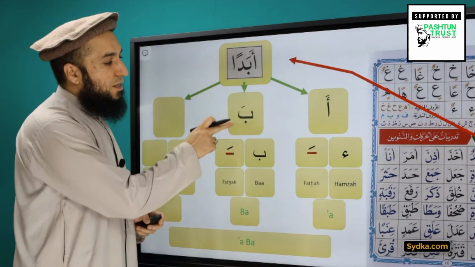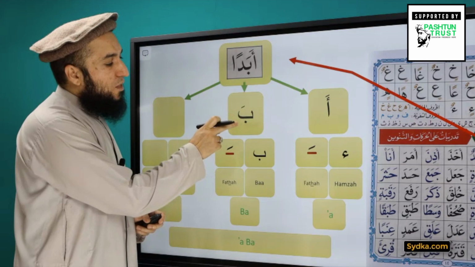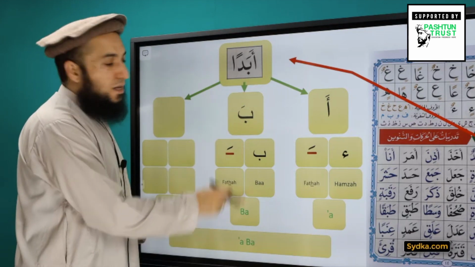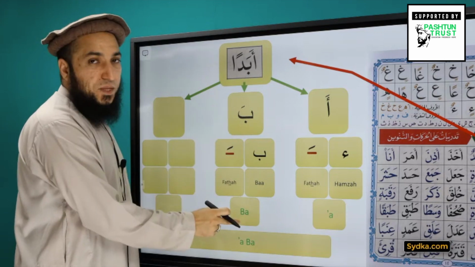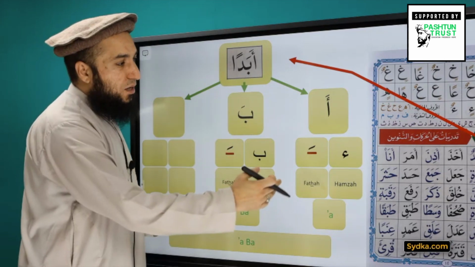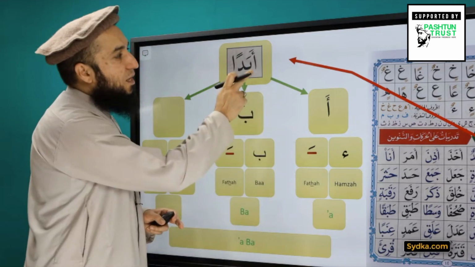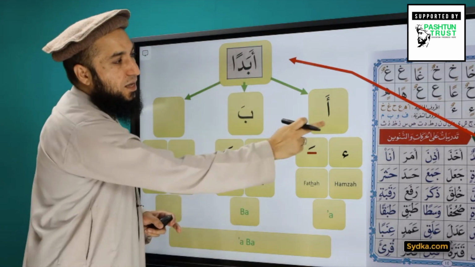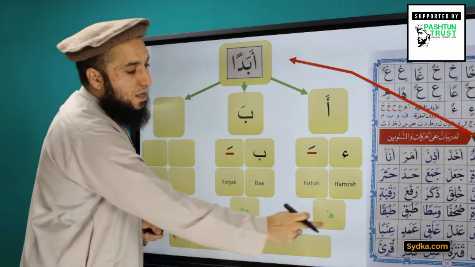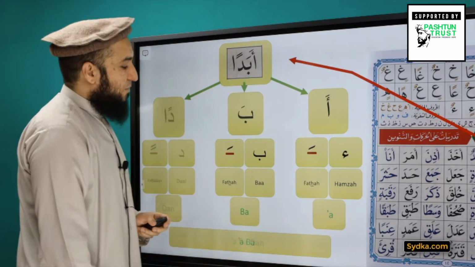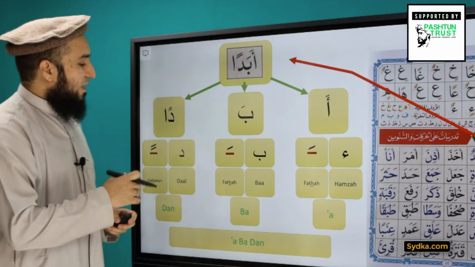The second syllable is ba fatha ba. That's ba, then fatha. Ba fatha ba. Now we will bring those two syllables together, and that would be aba, aba.